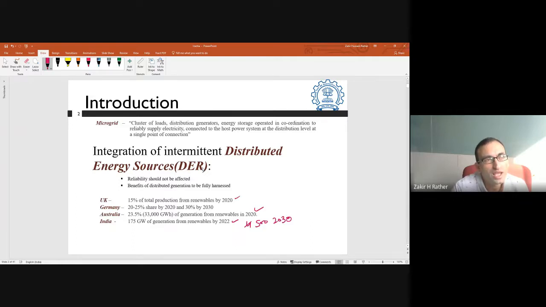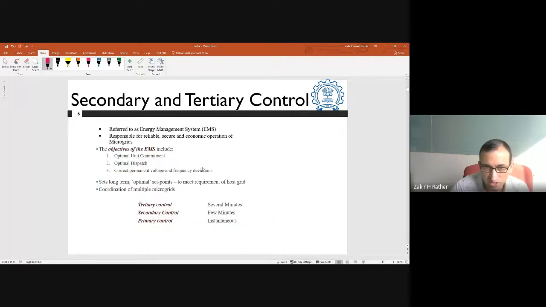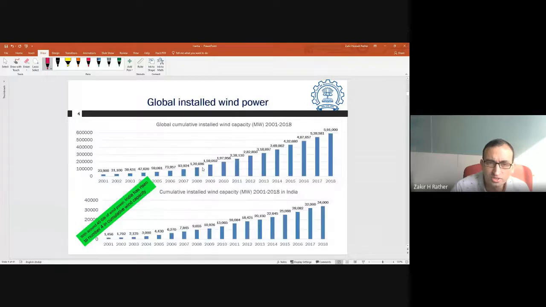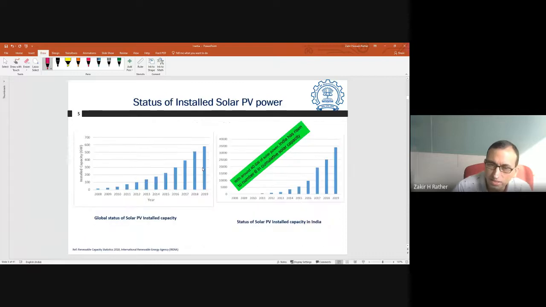And apart from the obvious advantages that these renewables bring into the system, they bring several technical challenges. One of the technical challenges is this diminishing inertia. Again, I'll not focus on this. This slide is context setting: renewable energy is being integrated more and more in the world, and India is actually following the same trend.